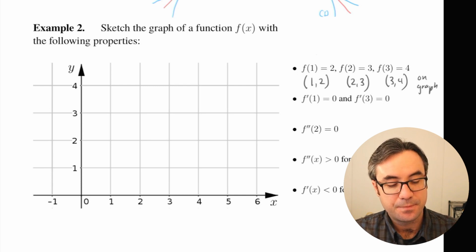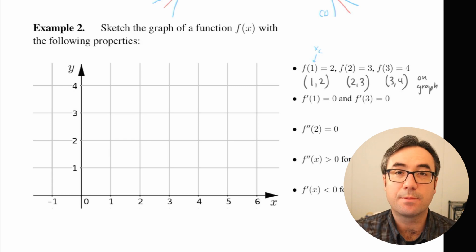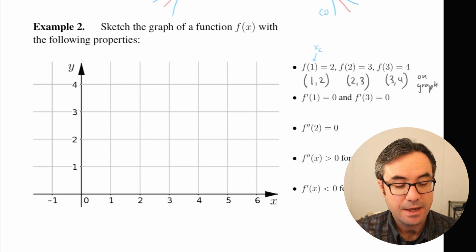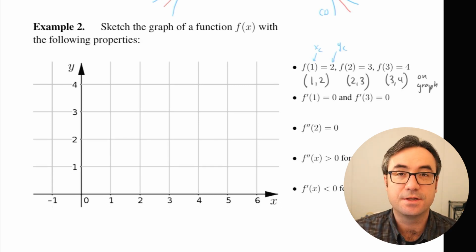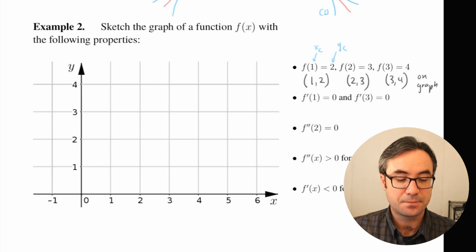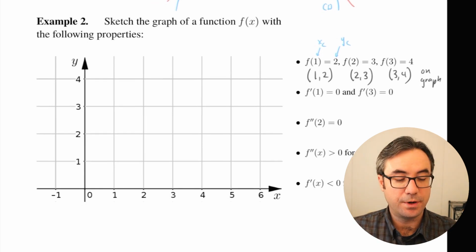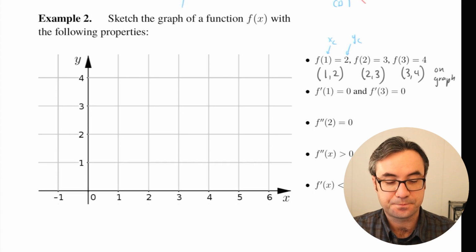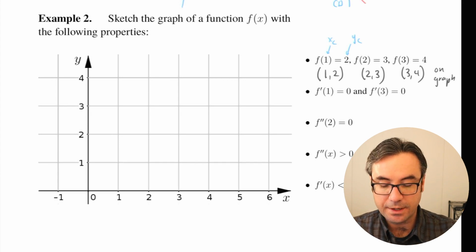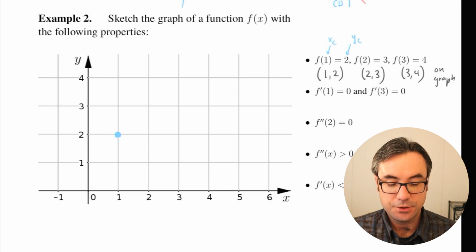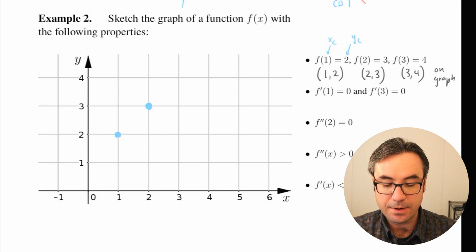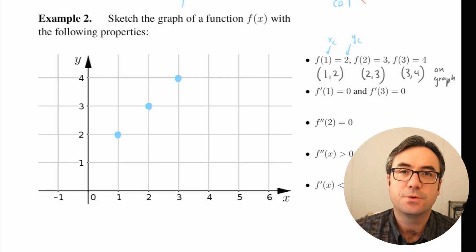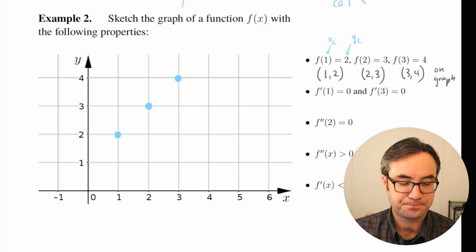Again, the x-coordinate is the number that we're plugging into the function, and the y-coordinate is the number that we're getting out. So let's plot these three points on our graph. (1, 2) is right around there, (2, 3) is right around there, and then (3, 4) is right there. So we have those three points.